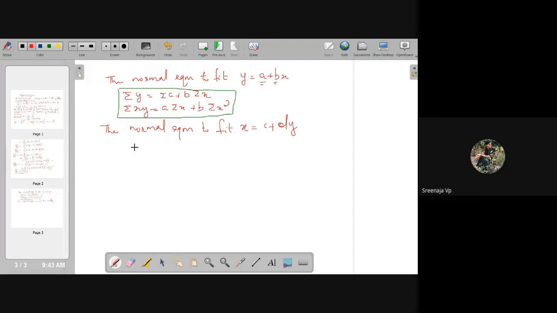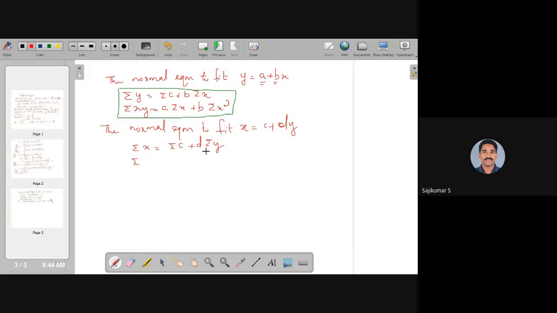So the first thing is just to replace the summation notation into the given equation. So sigma x is equal to sigma c, and sigma c is nc, plus d sigma y. The second normal equation is obtained by multiplying the first normal equation with the coefficient of the second parameter. Here the first parameter is c and the second parameter is d, and the coefficient of the second parameter is y.